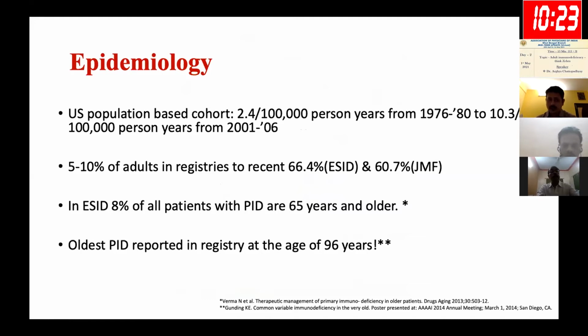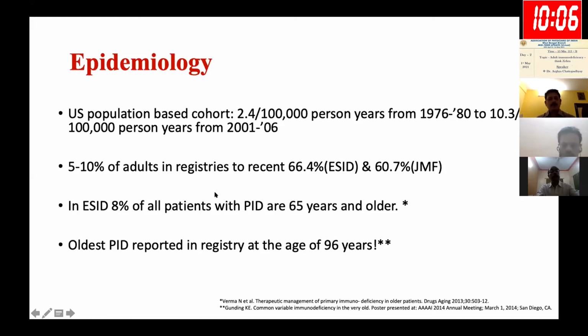If we look into the epidemiology from an adult perspective, just look at how it has changed over the years. In the US population-based data, it was 2.4 per 100,000 person-years in 1976 to the 1980s, and it jumped to 10.3 per 100,000 person-years in 2001 to 2006.